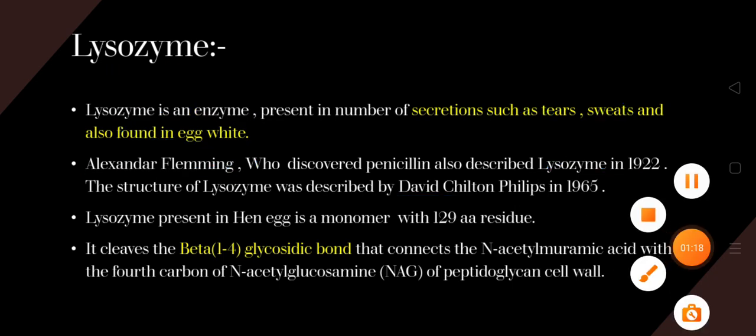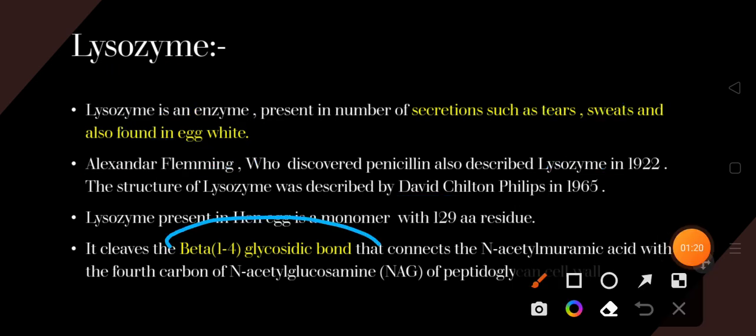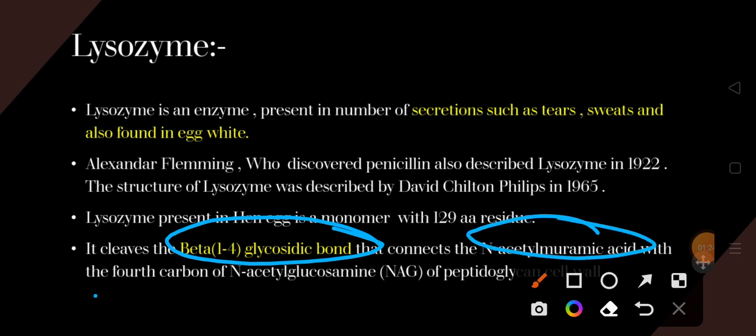It has the ability to break the beta 1,4 glycosidic bond that usually connects N-acetylmuramic acid, NAM, to the fourth carbon of NAG, N-acetyl glucosamine. That is the composition of the cell wall peptidoglycan, right?